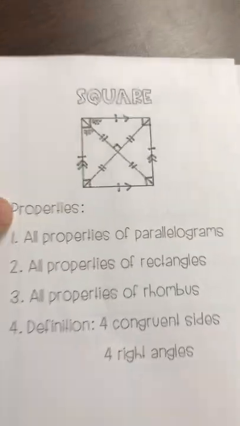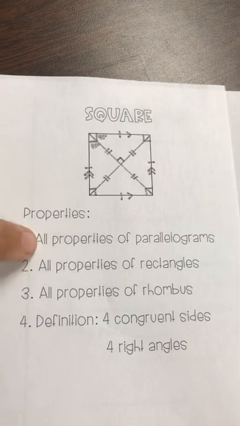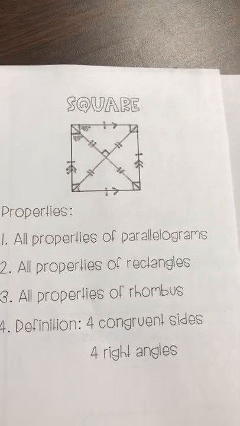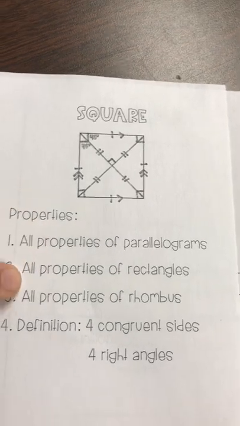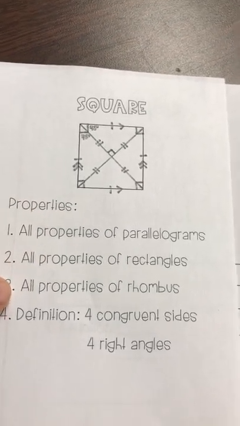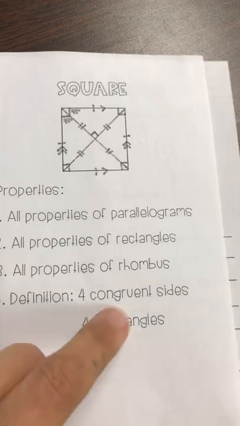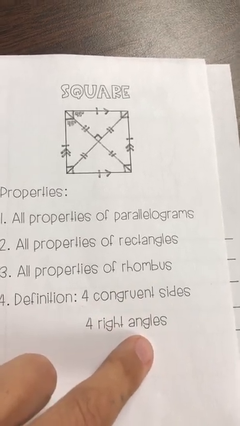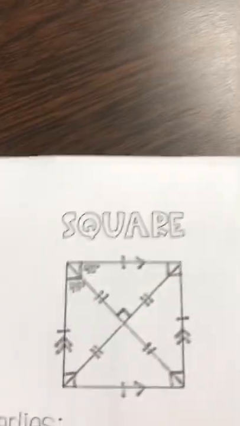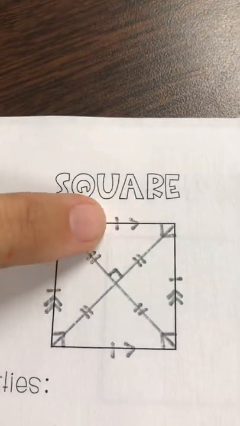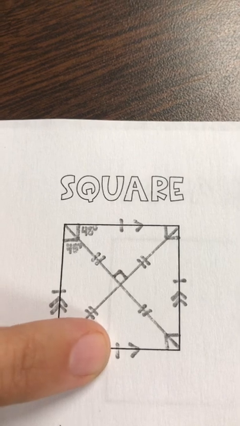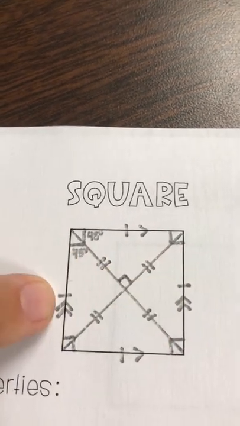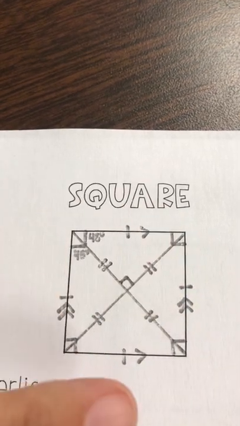So just so you know, Mr. Square shares all the properties that parallelograms have, which we're going to review here in a minute. They share all the properties of a rectangle and a rhombus, and by definition, a square has four congruent sides and four right angles. So if we look at this picture, this side matches this side matches this side, and I didn't make two marks here because all four sides are equal.